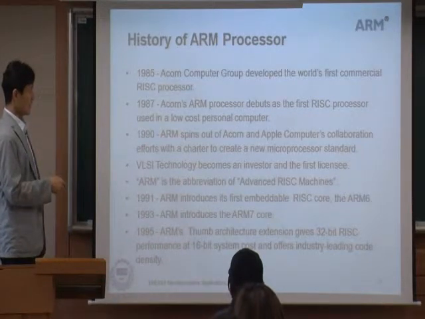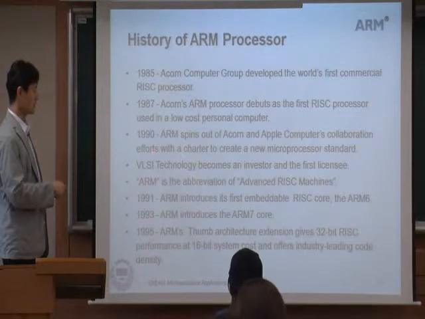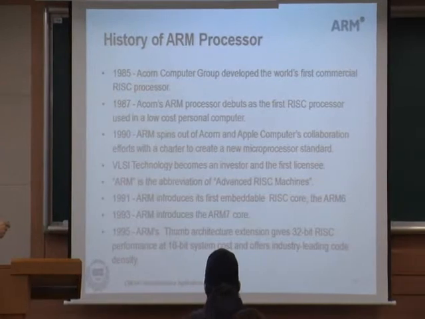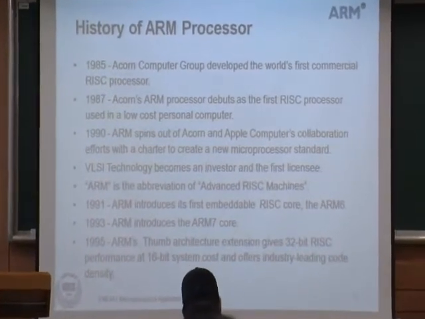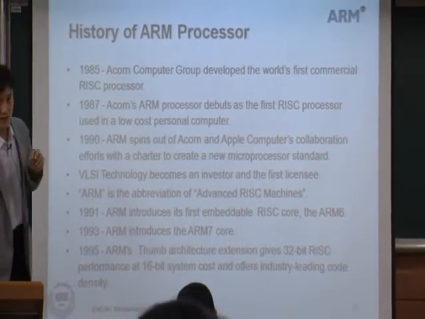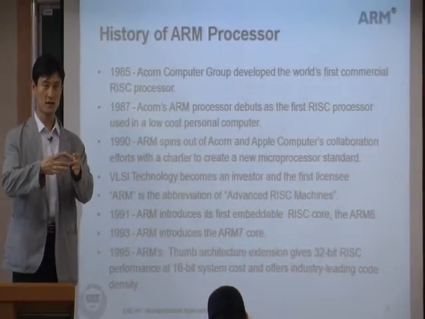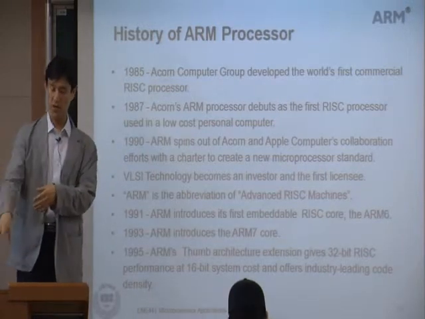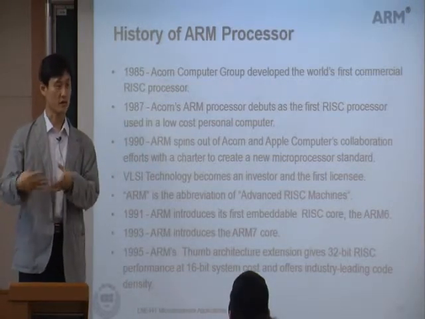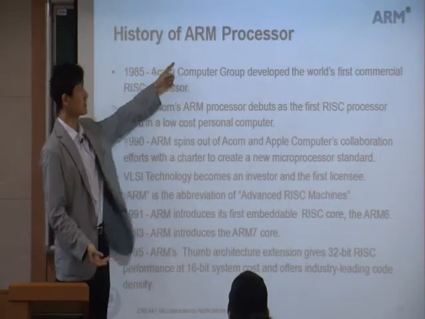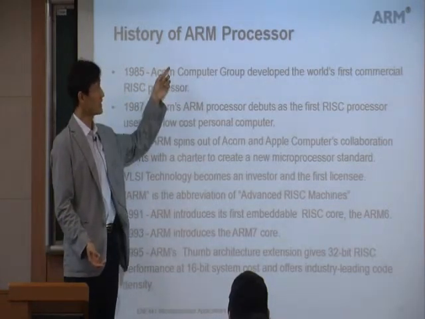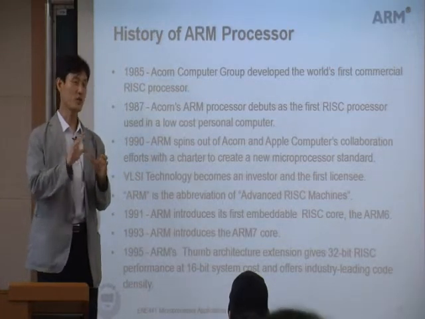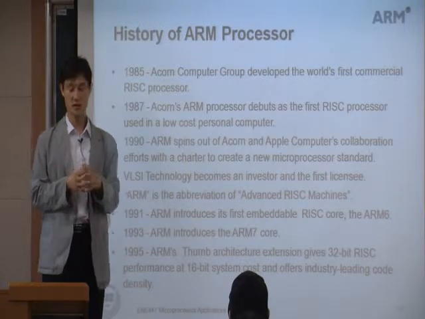So ARM, based on the history, they do this and that, but the most important thing is they developed the RISC processor. And the ARM processor is not actually a final processor. Intel developed a processor, and what you need to do is buy the Intel processor and put it into your motherboard, and that's going to be a PC. But ARM is not developing the final processor. That's why you probably haven't heard about it.